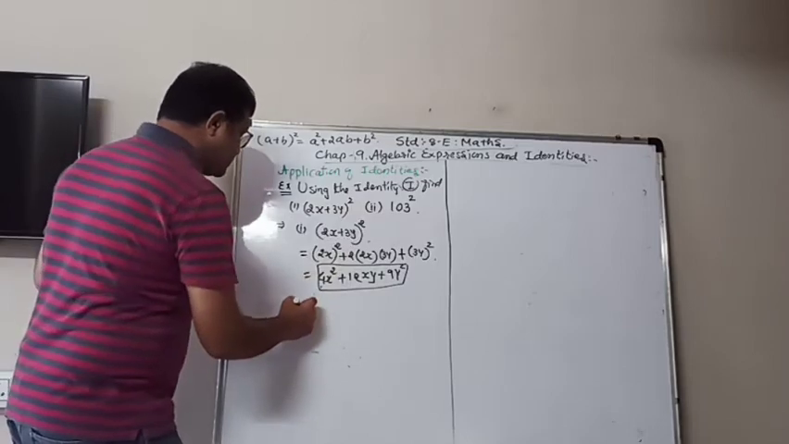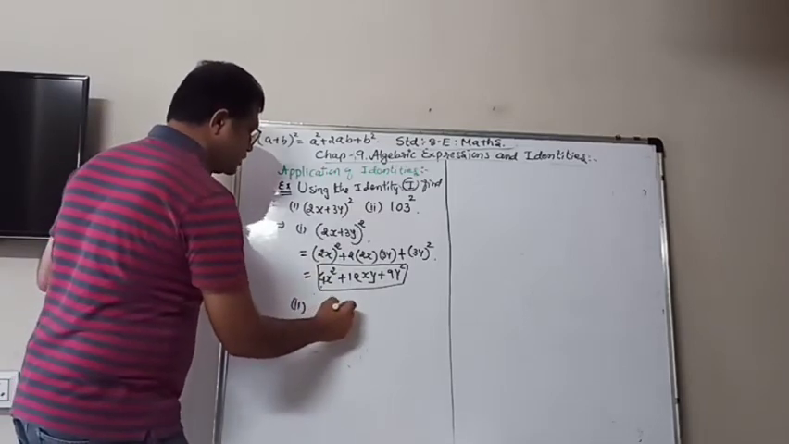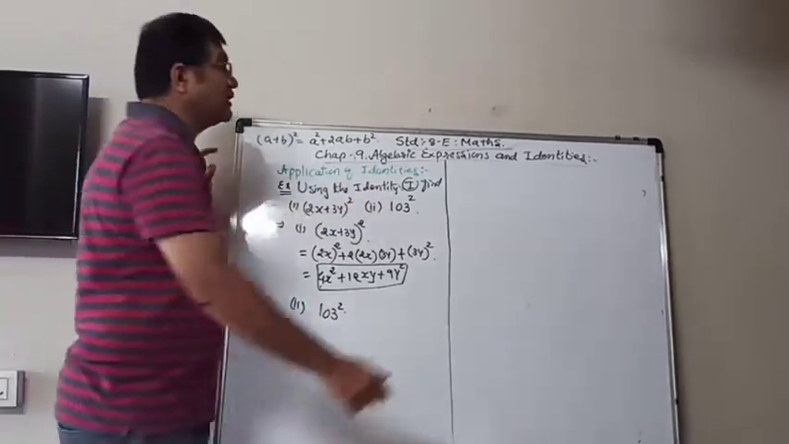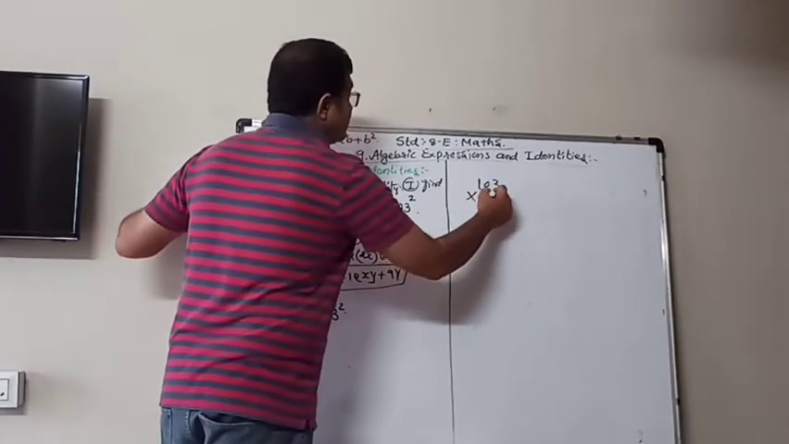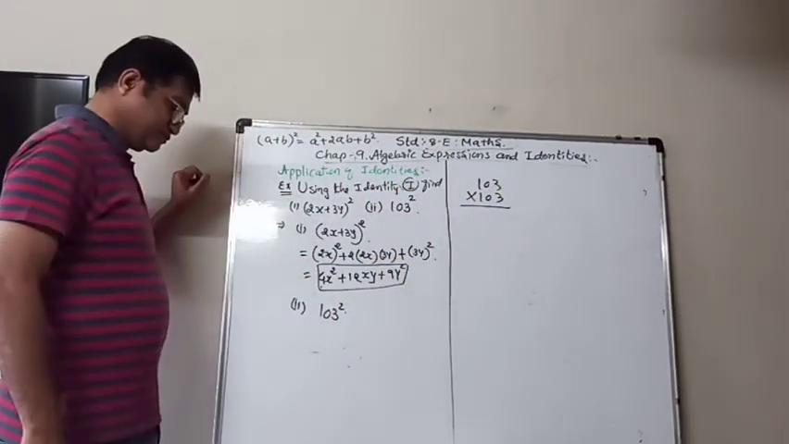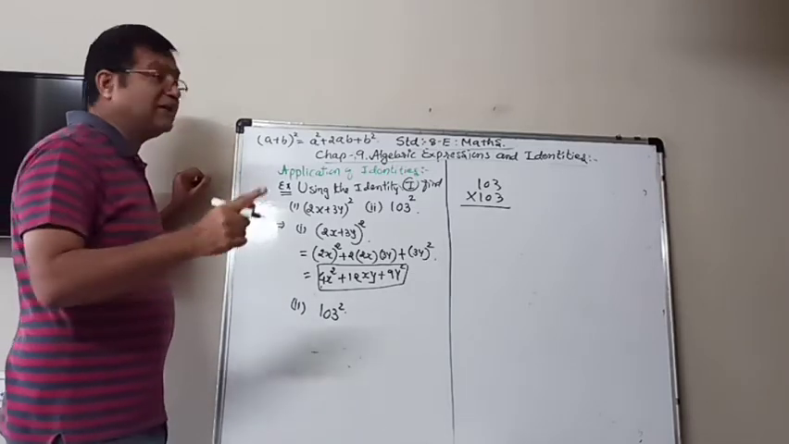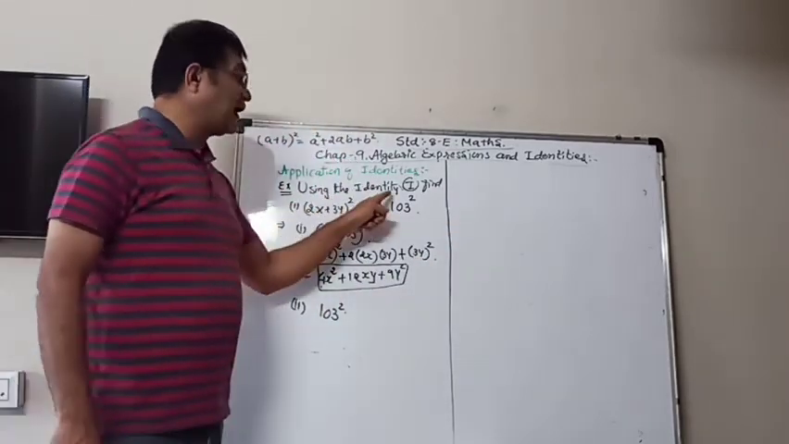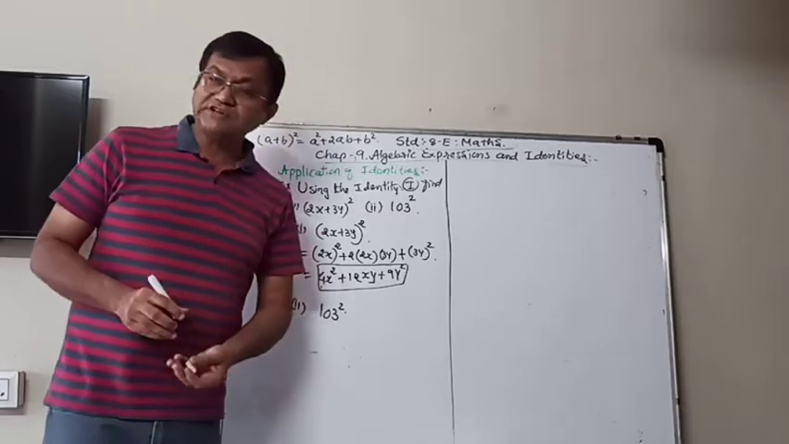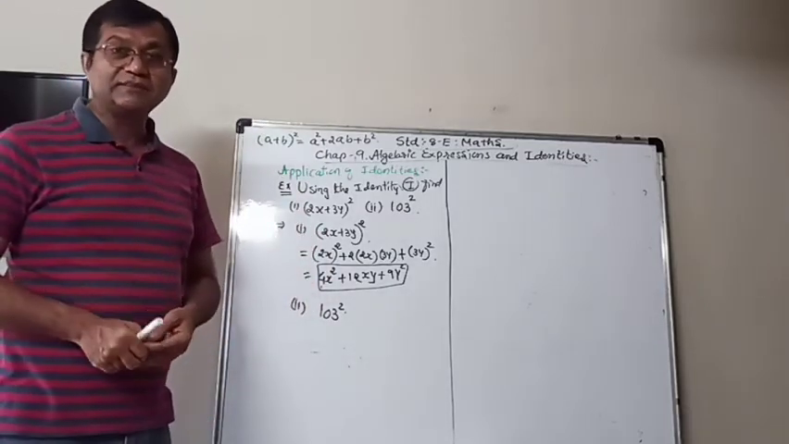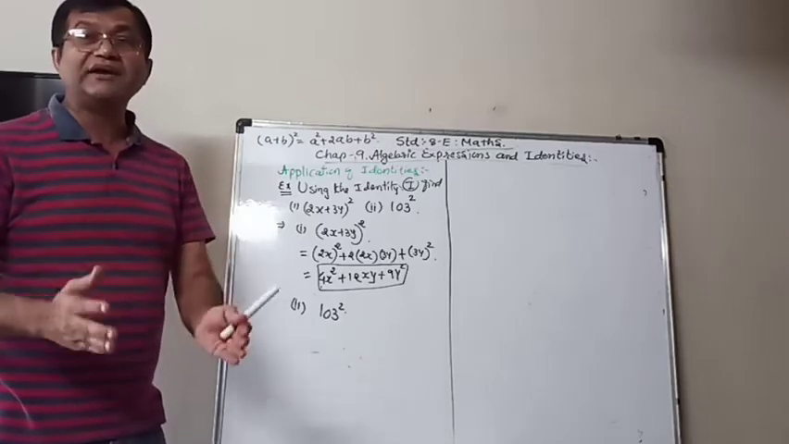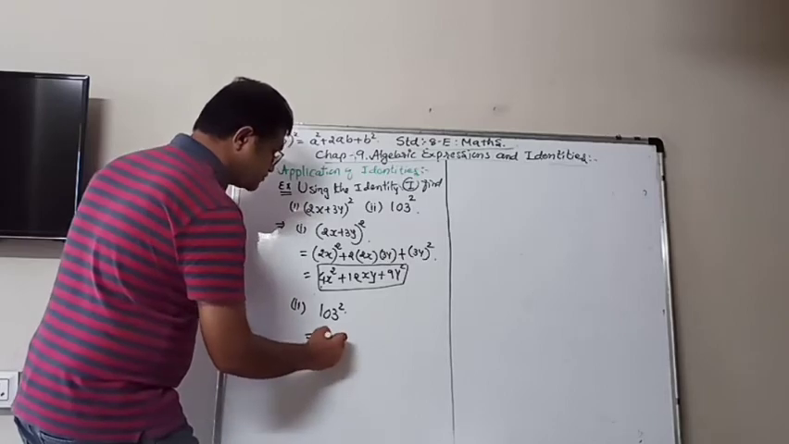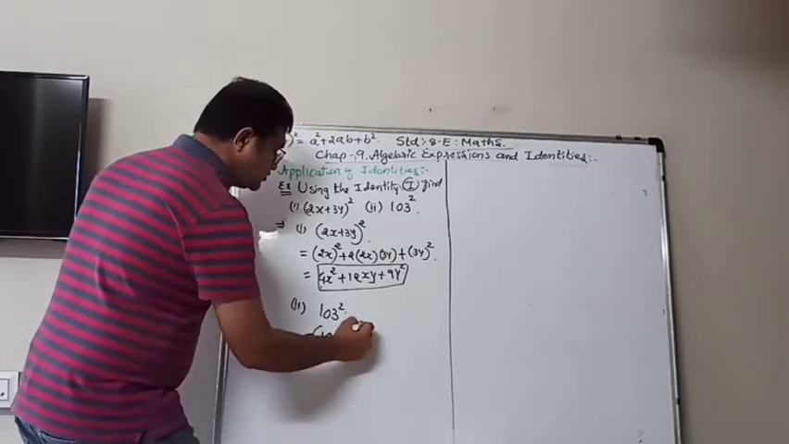The second one is 103 whole square. Now when we say using identities, a student will do it like this: 103 multiplied by 103 because it is square. I didn't tell you to multiply. The instruction is already given, using identity 1. So in this situation, we can write 103 as 100 plus 3. Then it will be very, very easy. So (100 plus 3) whole square.